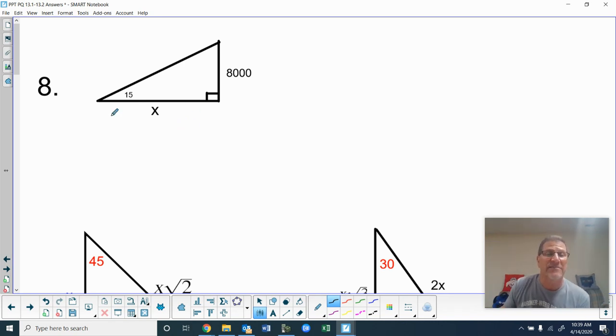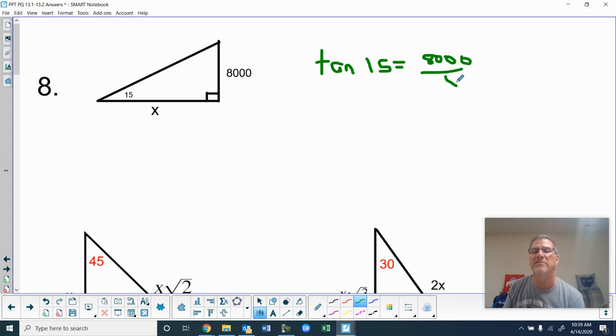So they want the land distance. The land would be where I got the x. Some of you may have put x on the hypotenuse. That would be the distance that the plane actually traveled. But from land, there's the airport over here. Here's where we're at right now. So we want the x there. For this one, again, I have my angle, opposite side and adjacent. So this would also be tangent. Tangent of 15 degrees equals opposite 8,000 over adjacent x.